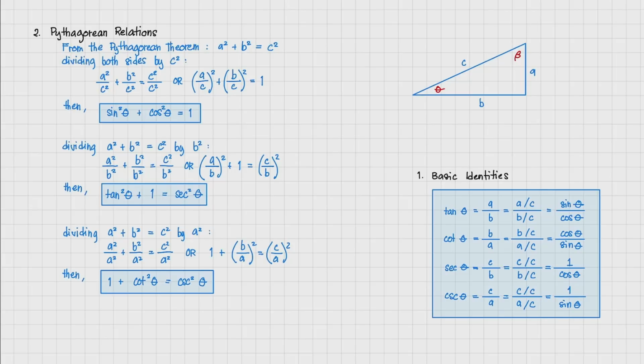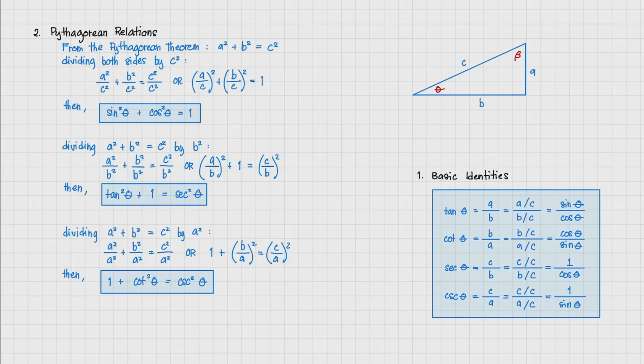We have here the Pythagorean Theorem, a squared plus b squared is equal to c squared. If we divide both sides by c squared, we'd get (a over c) squared plus (b over c) squared is equal to what? It would be equal to sine squared theta plus cosine squared theta is equal to 1. This is an identity because whatever value you place in your theta, it would still be equal to 1. Even if this is 45 degrees, it would still be equal to 1. Even if this is 1,000 degrees, it would still be equal to 1. So, that is what you call an identity.